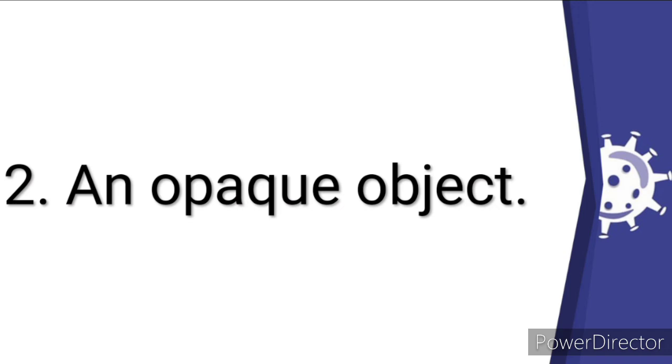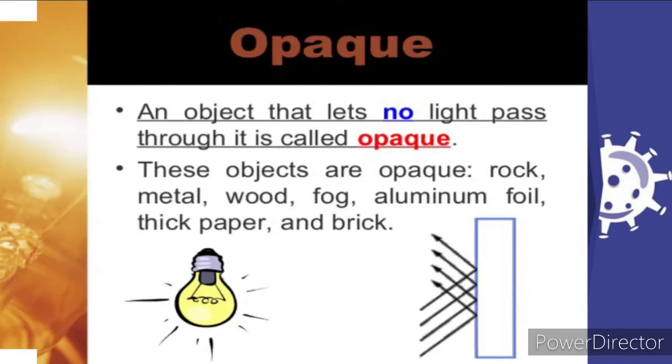Secondly, it needs an opaque object. Say opaque object. Yes, opaque object. An object that lets no light pass through it is called opaque. These objects are opaque because they do not allow light to pass through them. So rock, metals, wood, fog, aluminium foil, thick paper, and brick are what? All opaque objects.